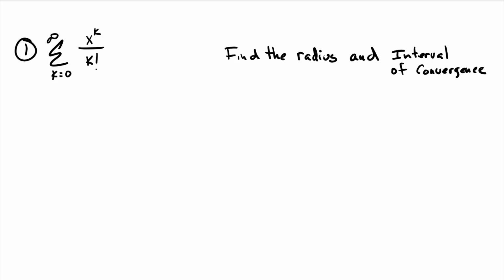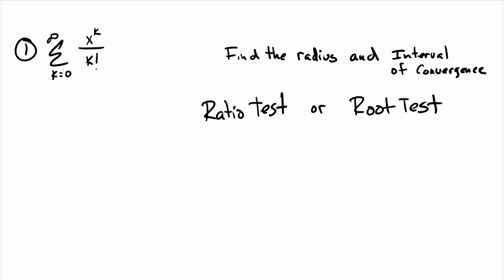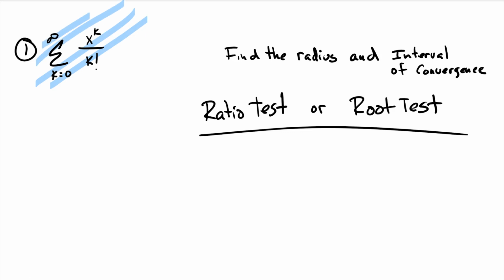So we want to find the radius and interval of convergence. Now, the way we're going to do this is we're going to either use the ratio test or the root test, whichever one works best. We're going to test for convergence. We did this back in chapter 10. So we look at this and ask, should we use ratio or root test?